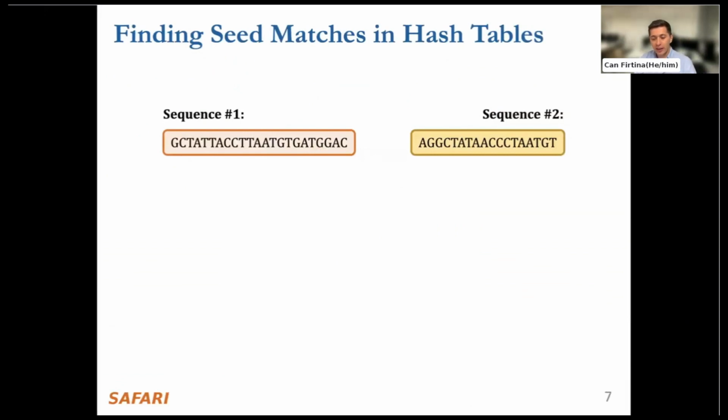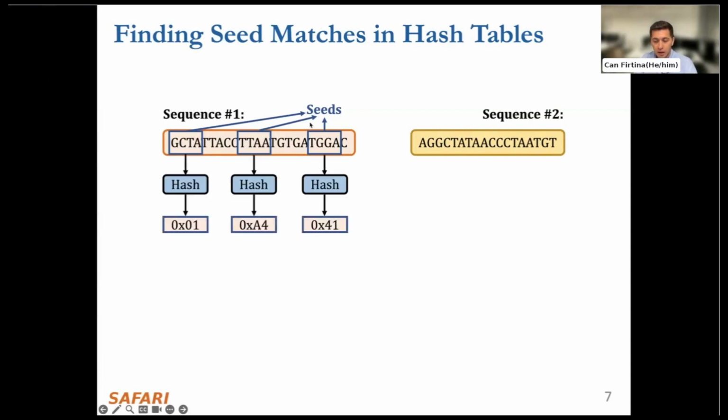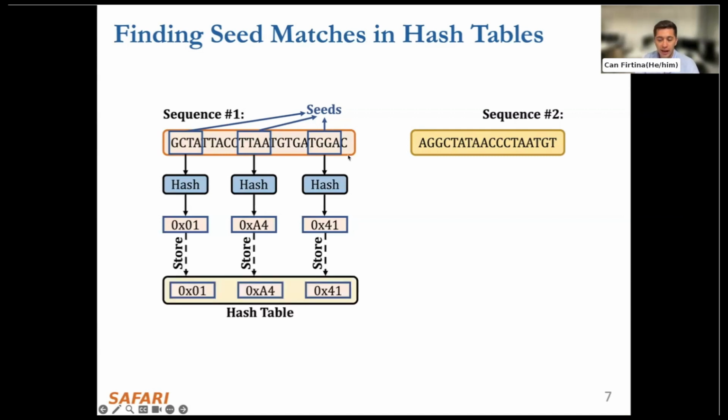So let's look more into identifying seed matches using hash tables between a pair of sequences. Here, the first and second sequence can be regions from a reference genome and the read, respectively. So there are several sketching techniques that extract some subsequences from these two sequences so that we can find seed matches between sequences. So we will call these selected sequences seeds. So to efficiently identify seed matches, these seeds are hashed using some low collision hash function and stored in a hash table.